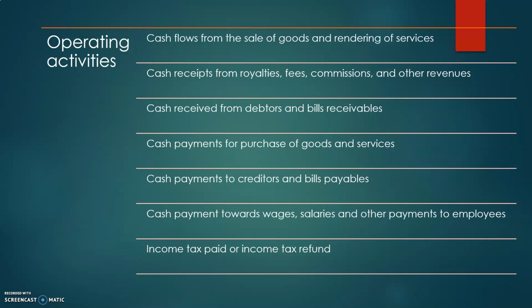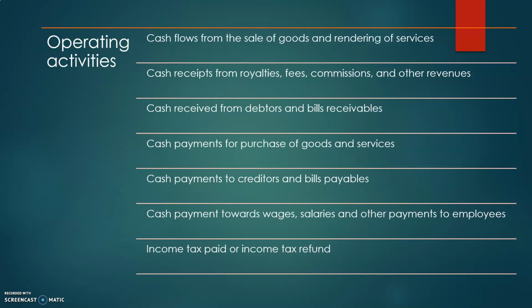And next is cash receipts from royalties, fees, commissions, and other revenue. That is also related with production, like royalties. You are renting out or allowing somebody to use your assets, and in return for that, you're getting some fees. That is known as royalty. So cash receipts from royalty, fees, commissions, and other revenues are classified as operating activities, and that too a cash inflow because cash is coming in.